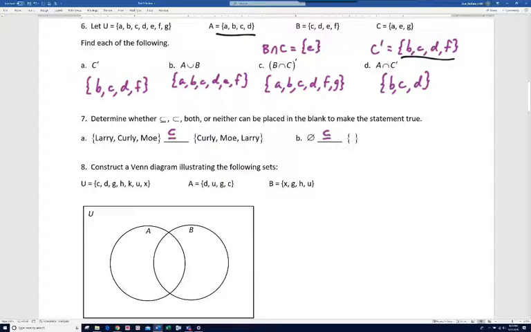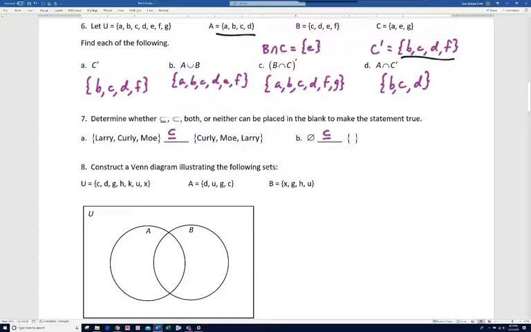All right, let's look at number 8. It says construct a Venn diagram illustrating the following sets. Well, let's see. The universal set has C, D, G, H, K, U, and X in it. Set A has D, U, G, and C, and set B has X, G, H, and U. All right, so this is a Venn diagram with two circles.